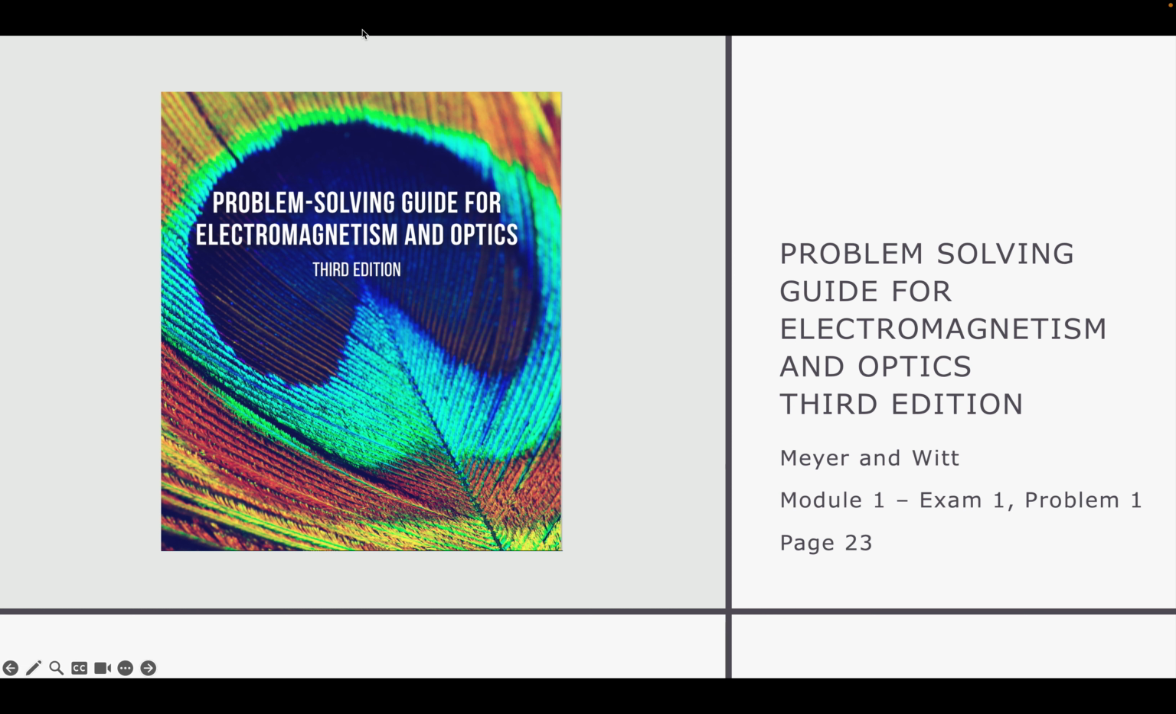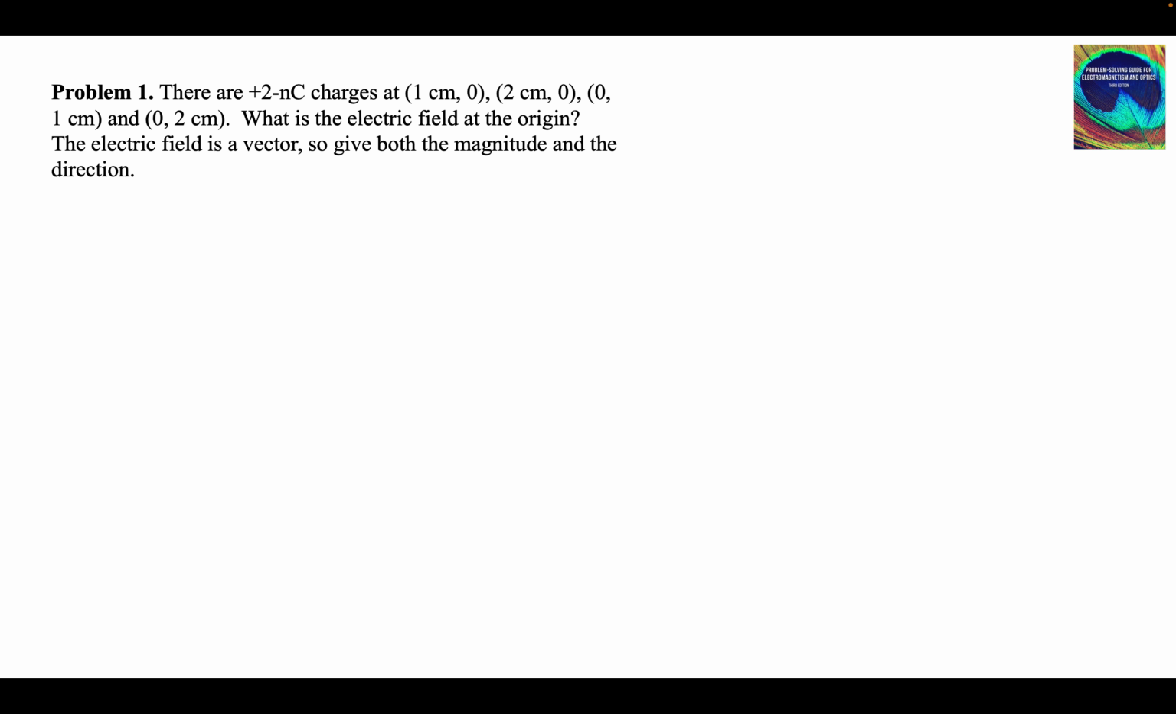This is a video walkthrough of Problem 1 on Practice Exam 1 of Module 1 in the book Problem Solving Guide for Electromagnetism and Optics. There are plus 2 nanocoulomb charges at (1 centimeter, 0), (2 centimeters, 0), (0, 1 centimeter), and (0, 2 centimeters). What is the electric field at the origin?